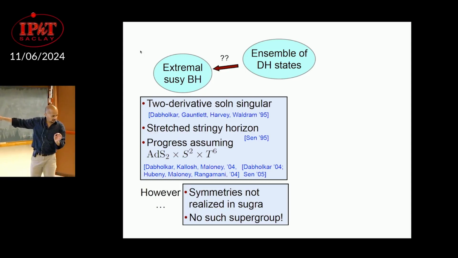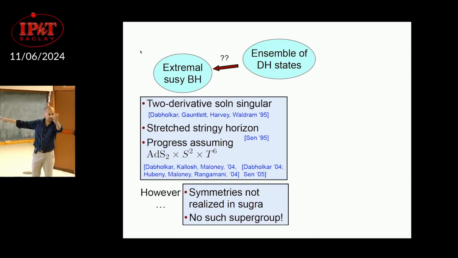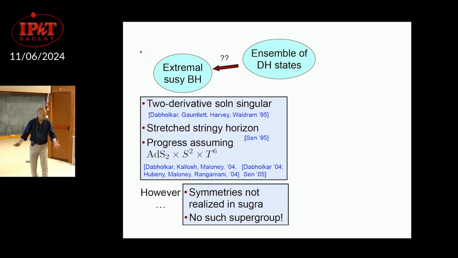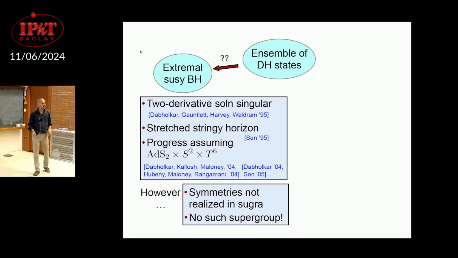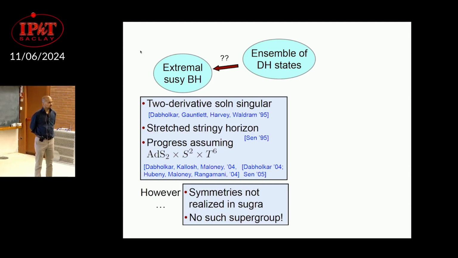The two derivative solution is singular. So you have to go to four derivatives, and the idea of Ashok is that there is a solution. That's difficult to calculate. We don't know how to make progress. So you assume that there's a near horizon geometry which looks like this, and then you can do calculus. Okay, but I want to point out that there is a gap here.